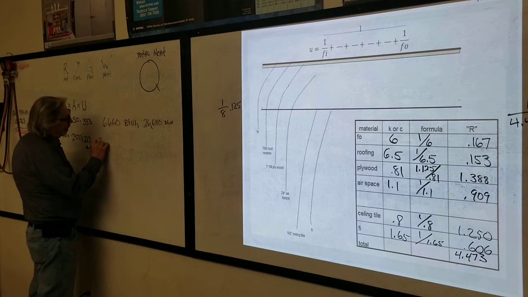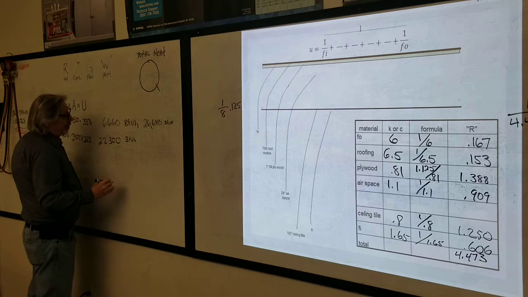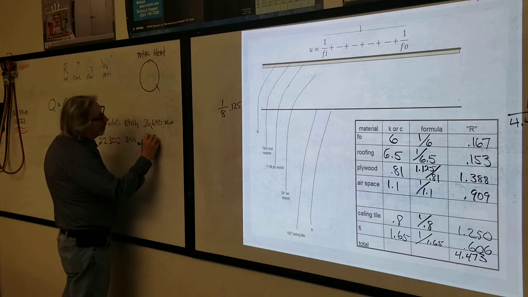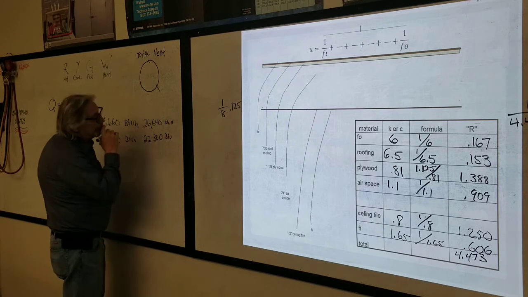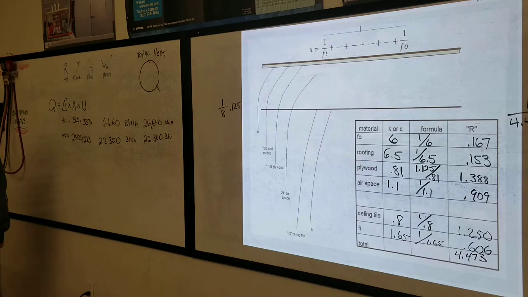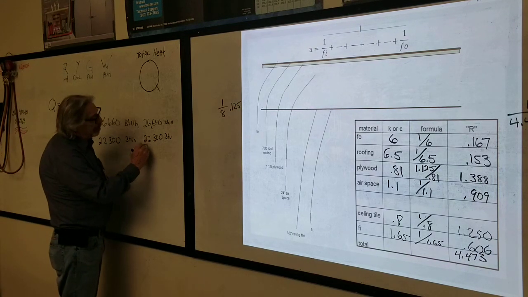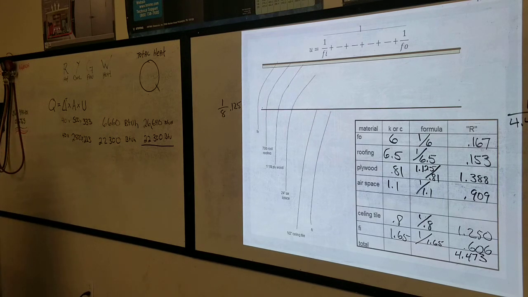22,300 BTU. So it costs that much heat energy to cool the whole house. BTUs you need to cool down the whole house. So this building with 4 walls and a roof is how much? 22,300 BTUs. The whole building. You gotta add them throughout the walls.